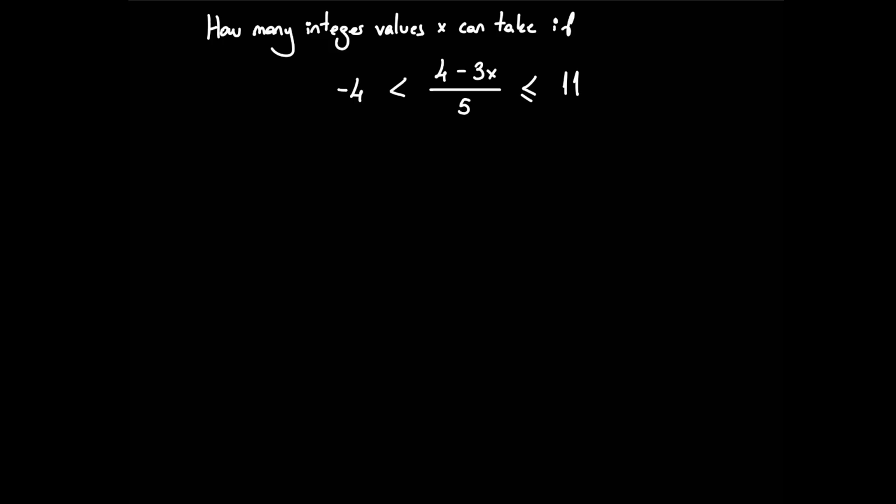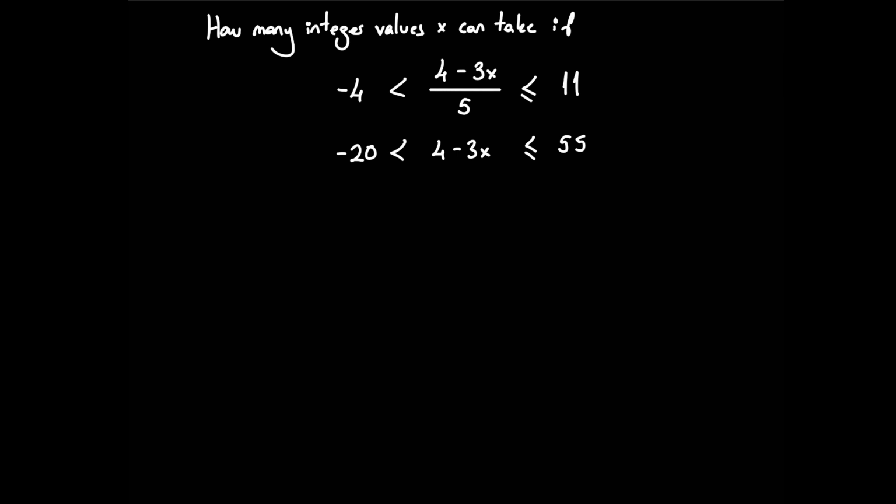How many integer values x can take if minus 4 is lower than (4 minus 3x) over 5, which is lower than or equal to 11? In order to find the solution interval of x, I need to leave x alone. Therefore, the first thing I'm going to do is multiply all sides by 5. Therefore, I will have minus 20 lower than 4 minus 3x lower than or equal to 55. So by multiplying by 5, I got rid of the fraction.